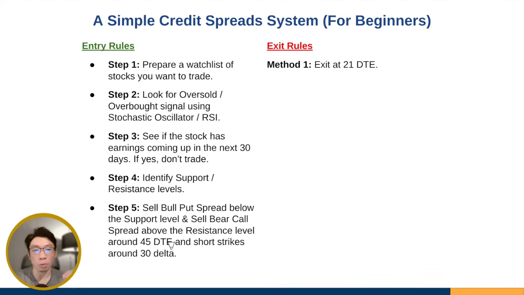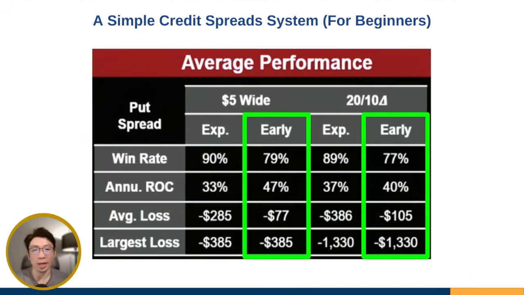So the reason why you want to choose 21 DTE is because it's statistically proven, and we want to always rely on statistics to determine our exit and entry rules. Based on 21 DTE, you'll see that the performance over time is much better than if you were to hold to expiration.